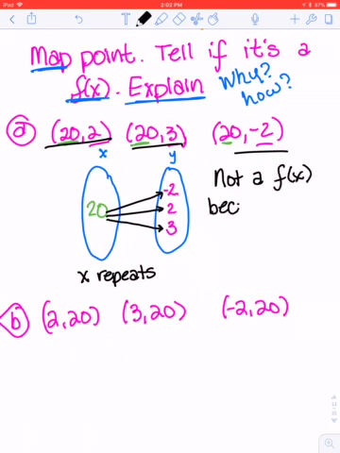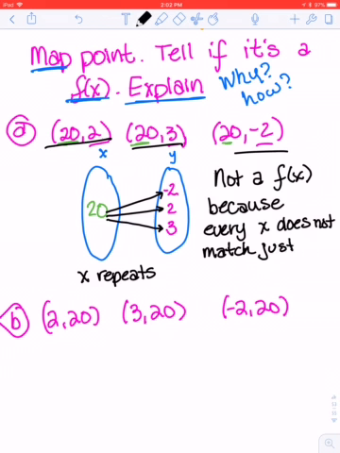And if we talk about our because, we've got a couple different reasons that we can explain. Because every X does not match just one Y. We could say that it's not perfectly predictable, that when X is 20, my value for Y could be -2, 2, or 3. Any of those would be okay. There has to be an explanation with it or it doesn't count.